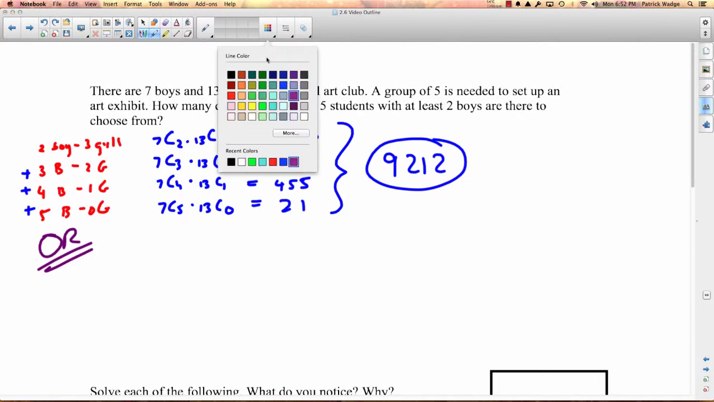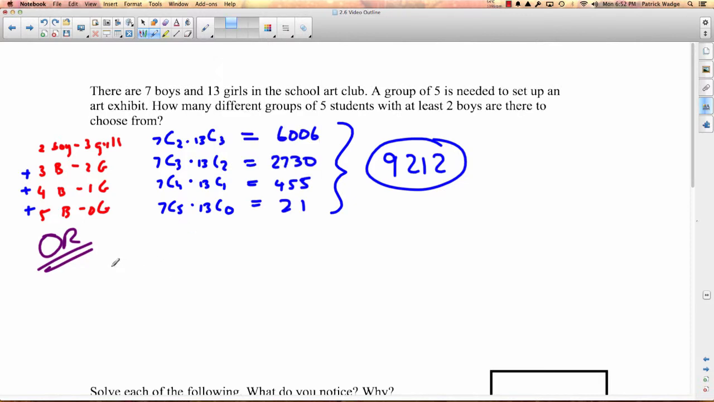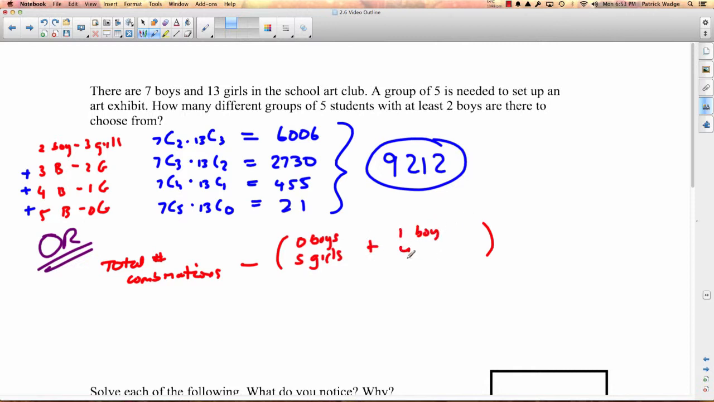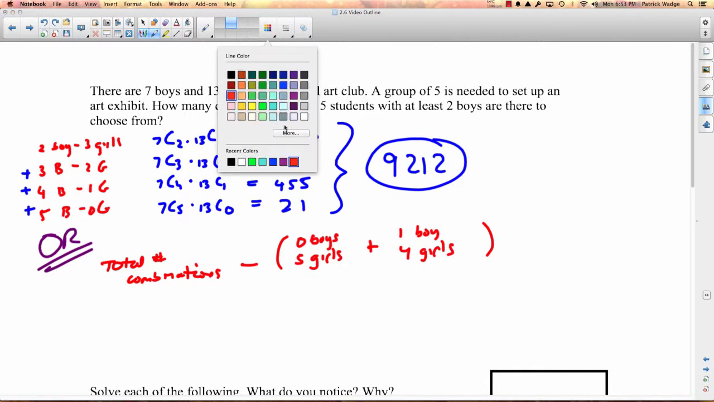you can do it a different way. Another way you could do it is this. You could take the total number of combinations with no restrictions, right? And then you could subtract the ones that don't work. But in this case, there's 2 that don't work. The ones that don't work is when you have no boys. And how many girls would you have in that case? 5 girls, I guess. Plus, the other ones that don't work is when you have 1 boy and 4 girls. That also won't work. So let's see, what would we do to get each of these?